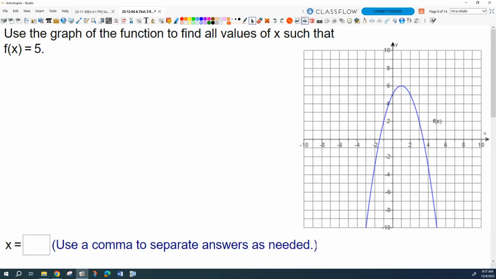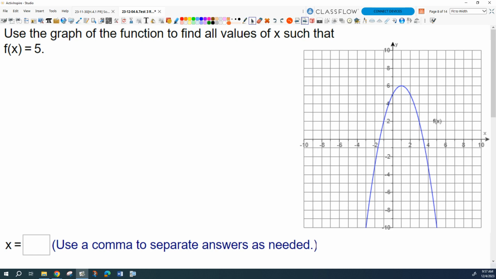Okay, this is one that I definitely want to hit. It seemed like there were some issues on this one on the homework and on the review. If I look at it, for some reason, this one seems to be causing a little more trouble. So use the graph of the function to find all values of x such that f of x equals 5.